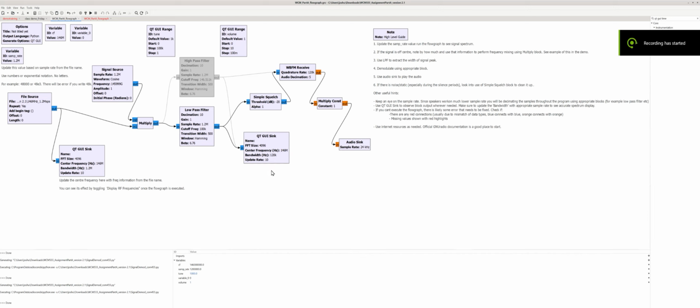Hello, today I'm going to be talking about the signal processing assignment I did, the attempt at extracting information out of a recorded RF signal.